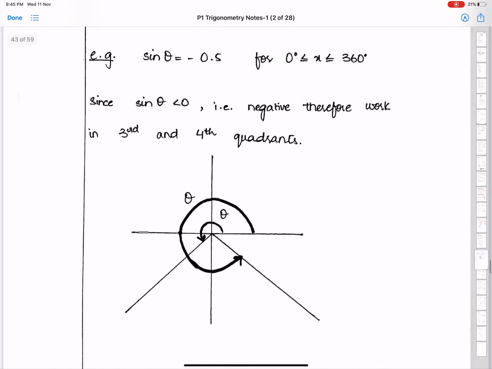Sine theta is negative in the third and fourth quadrant, therefore according to this domain we can work in the third and fourth quadrant. So this will be the answer of theta, and this will be the answer of theta, and this is alpha and this is alpha.